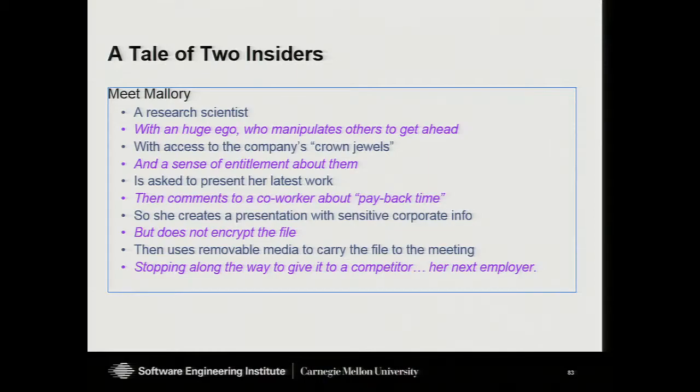So she doesn't encrypt the file, and along the way she stops and hands the removable media to a competitor who's her next employer. Now, could you detect this? Very, very difficult. There are not a lot of technical observables here. There's not a lot of ways that monitoring systems could detect that Mallory was going to hand this data off, much less detect that she actually did it. So how could we detect that Mallory is a bigger risk than Alice? And that's the question here.